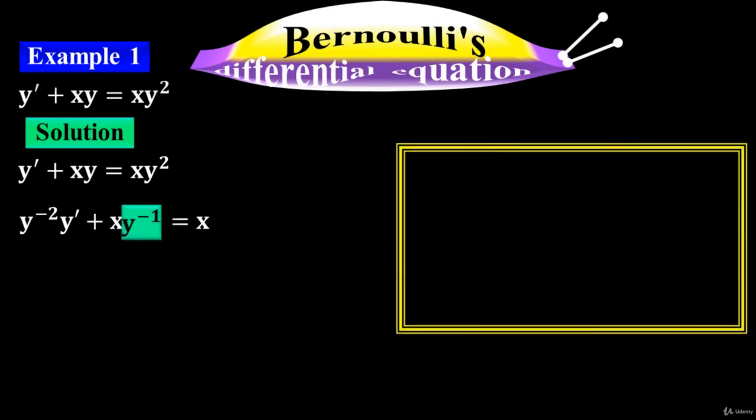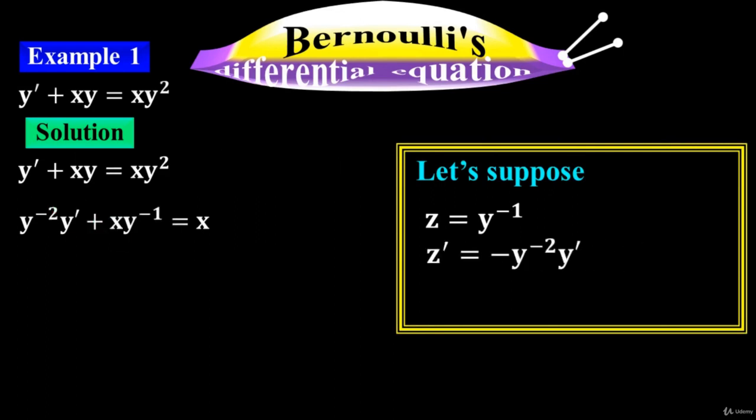Divide both sides by y to the 2 to have y to the minus 2 times y prime plus x times y to the minus 1 equals x. Let's suppose y to the minus 1 equals z. And take derivative on both sides to have z prime equals minus y to the minus 2 times y prime. This y prime is because of the chain rule.